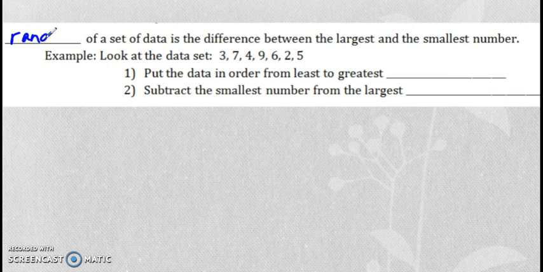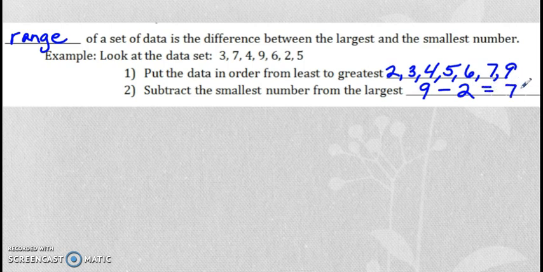The range of a set of data is where you look at the largest number and the smallest number, and you find the difference between the two. All you have to do is find the biggest number, subtract the smallest number from it, and you have the range. So the very first thing that we want to do is put the data in order. So we have 2, 3, 4, 5, 6, 7, 9. Our largest number is 9. Smallest number is 2. All we need to do is subtract, so our range is 7.